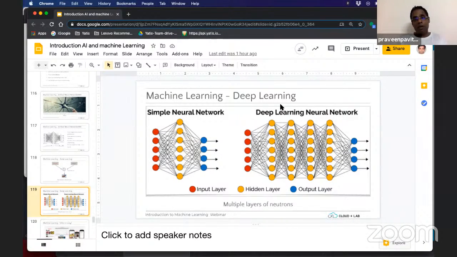And if you do something complicated with neural networks, which typically you need to do if you have to solve a problem like computer vision or natural language processing, then you need something like deep learning. So fundamentally, deep learning is a part of machine learning, which in turn is a part of artificial intelligence.